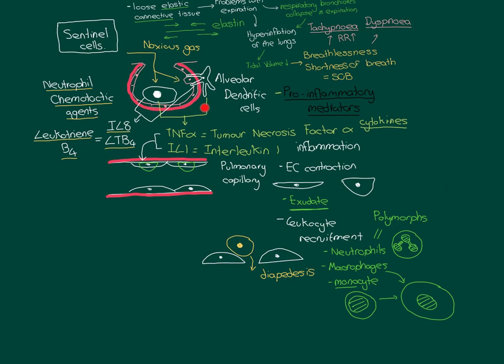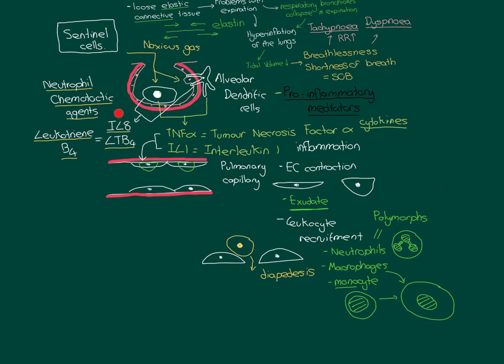They cause inflammation by releasing the classical pro-inflammatory mediators TNF-alpha and interleukin-1, which leads to an inflammatory exudate forming and the recruitment of neutrophils and macrophages as normal. This is just a standard inflammatory response. Now I've given a bit that's very specific to COPD here. The noxious gas induces these sentinel cells to release these neutrophil chemotactic agents, interleukin-8, which is a cytokine, and leukotriene B4, which is a lipid mediator, so you wouldn't call it a cytokine because, remember, by the definition of cytokine, it needs to be a protein.